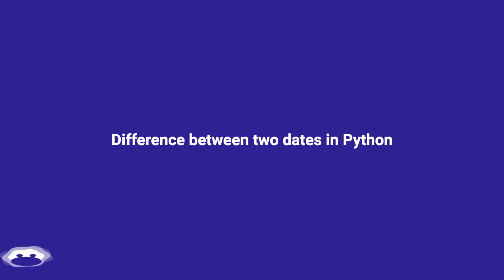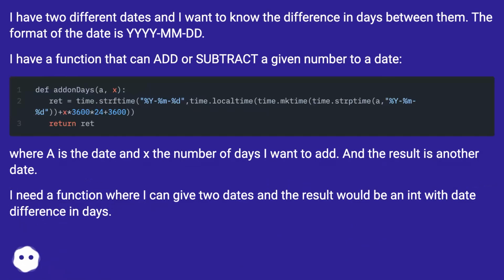Difference between two dates in Python. I have two different dates and I want to know the difference in days between them. The format of the date is YYYYMMDD.